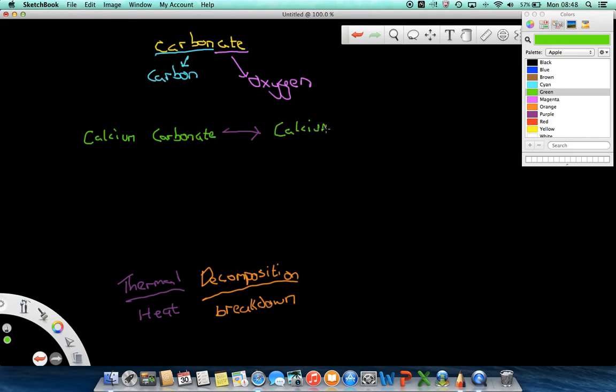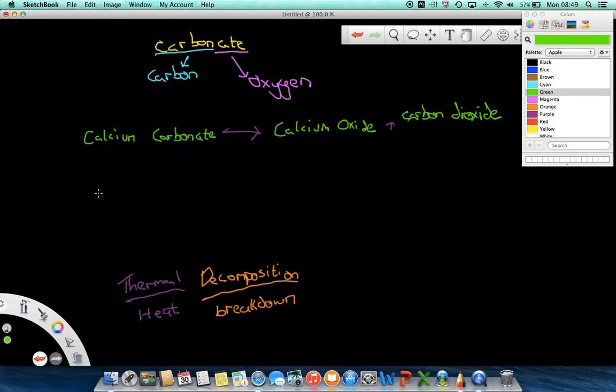So calcium oxide. Okay, now if you remember, a carbonate is made of carbon and oxygen. So here we've got calcium, carbon and oxygen. When we heat it up, what we're doing is we're taking away the carbon, so all we're left with is calcium oxide. And the second product that's made is carbon dioxide, because that carbon has gone away and bound to the oxygen where it's burnt.